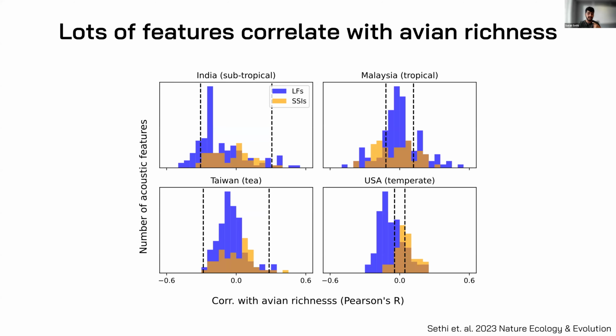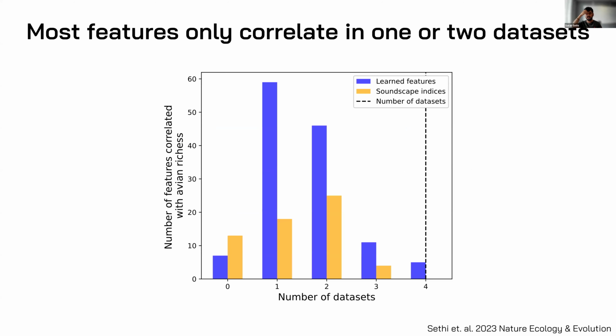So looking at the same analysis but visualized a different way, what we said was, per feature, in how many data sets did it correlate with species richness in a significant manner? And what we see is that most features correlated with avian richness in 1 or 2 data sets. Whether you're using learned features or soundscape indices, the story is the same. Very few correlated with avian richness in 3 data sets, and none of the soundscape indices correlated with avian richness in all 4 data sets we looked at, and only very few of the learned features did.